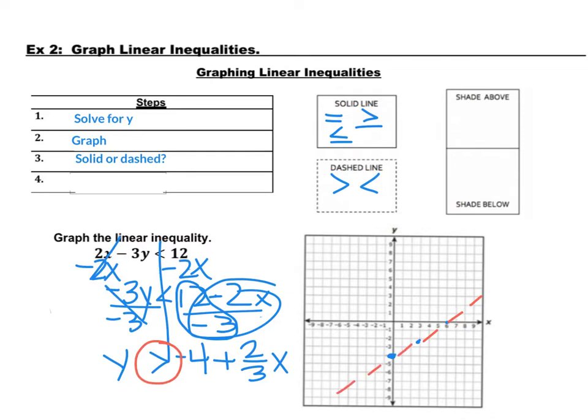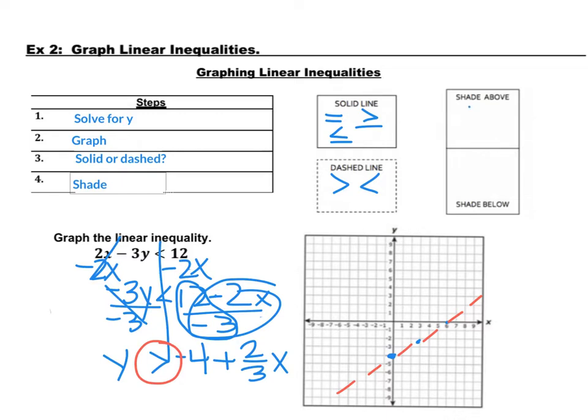Because what that means is that it is going to be anything that is greater than negative 4 plus 2/3 x. It's not going to be equal to. So anything on the line is not going to be a solution. So let's take a look at our fourth step, which is to shade. Now, if you solve for y, then you could determine with the direction the inequality sign is facing, if it's going to be shaded up or shaded down, above the line or below the line. Because I have y is greater than, I'm going to then shade above it.